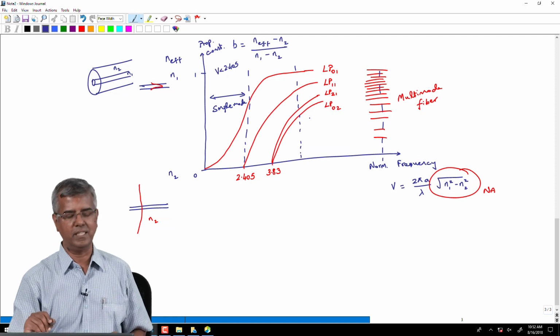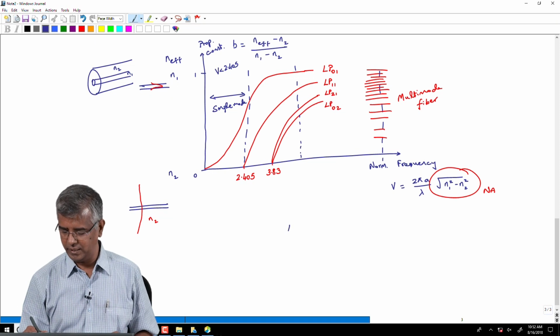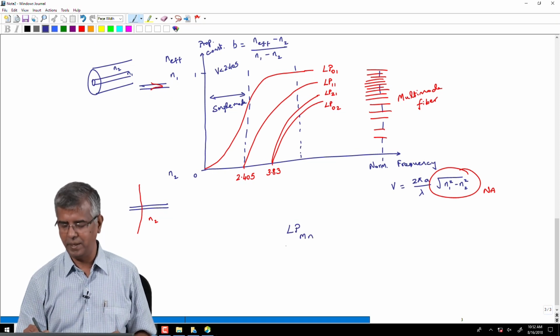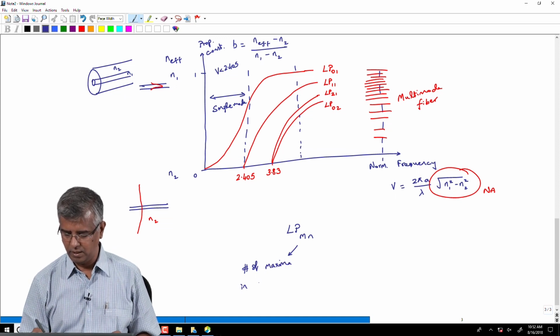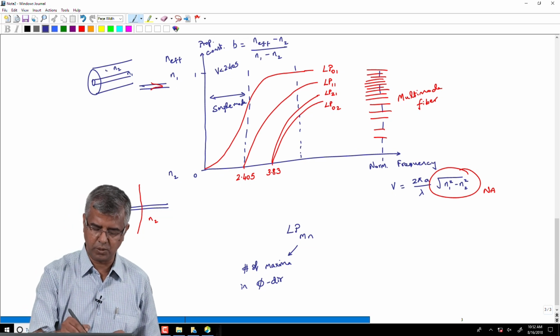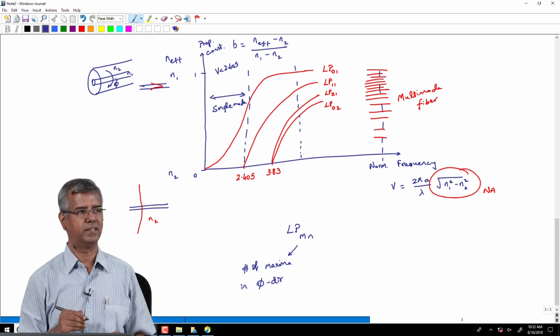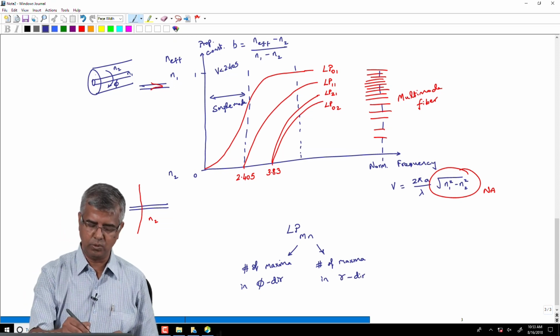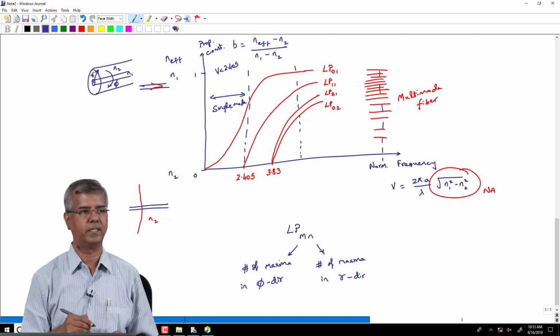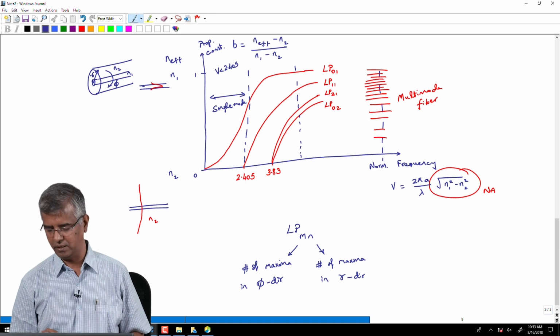and you may be able to see in this case only these specific modes. The interesting part is these modes, which are generally called LPMN modes, M corresponds to number of maxima in phi direction. What is phi here? Phi corresponds to the azimuthal direction, and N corresponds to number of maxima in R direction. R corresponds to that radial vector that's pointing radially outside.